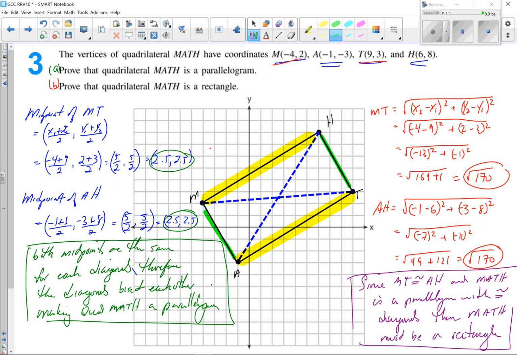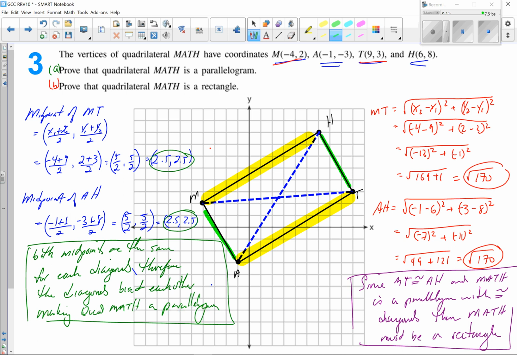So I couldn't do the yellow lines parallel and then the green lines congruent. That doesn't prove it's a parallelogram. It is possible to be other shapes, such as an isosceles trapezoid. So be careful that if you're going to do parallel and congruent, you have to use one pair of opposite sides.